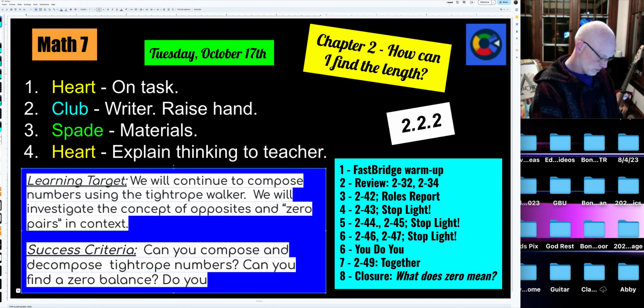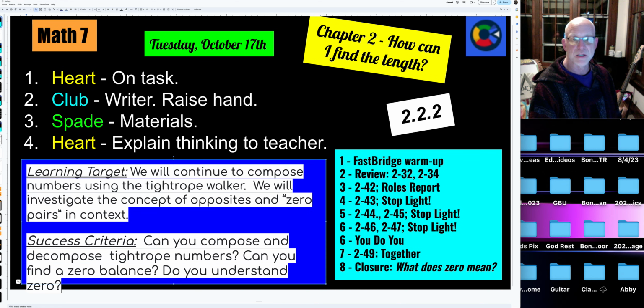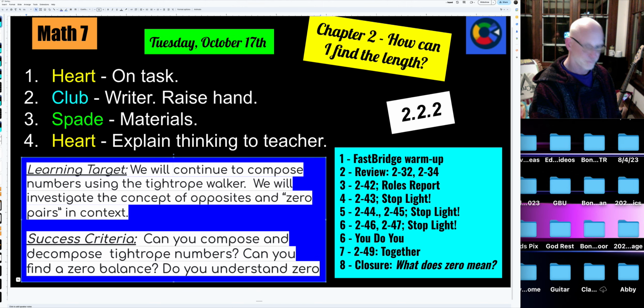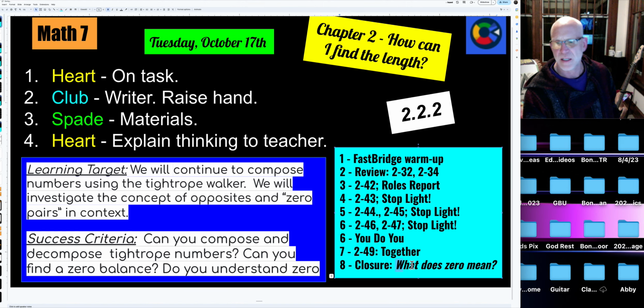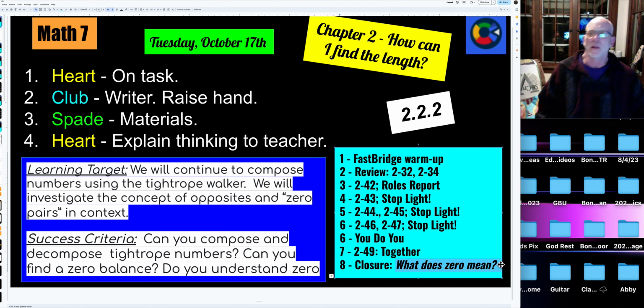What is zero? What does that mean? What does zero mean? And when we get back to the closure, that's the question I'm going to ask you to think about and then share with your group, which is, what does zero mean?